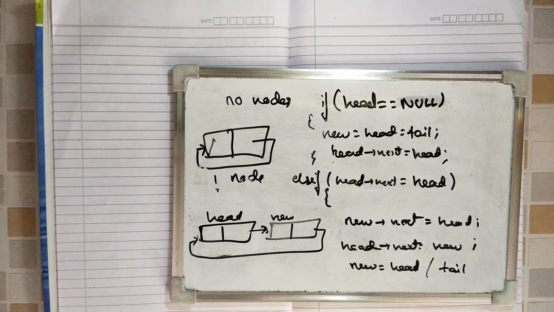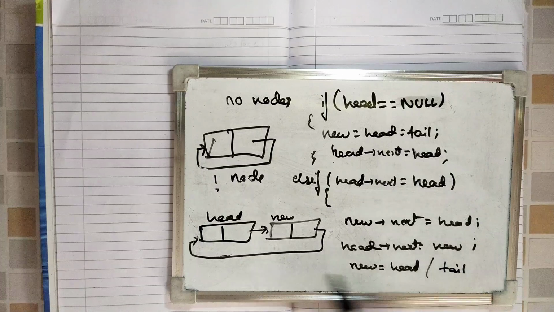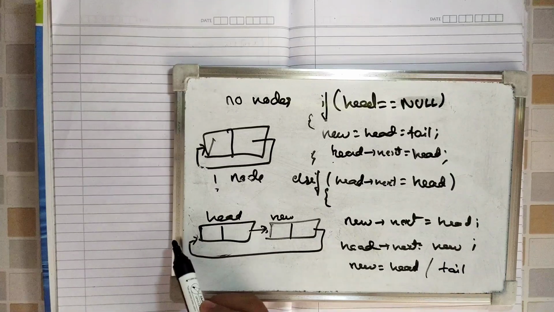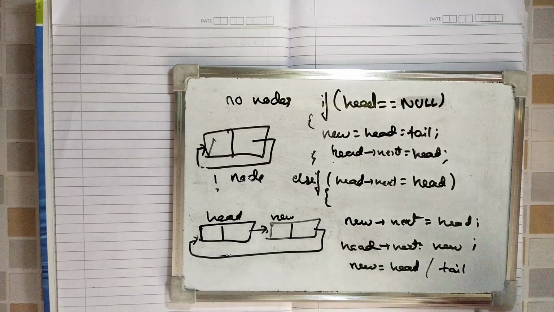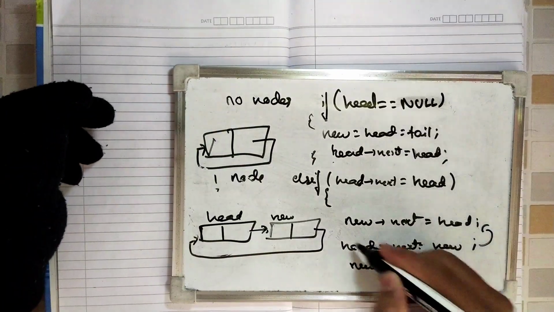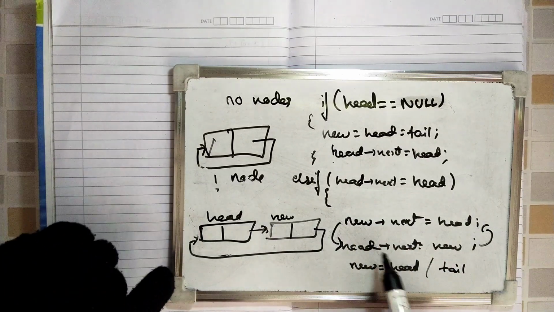So the same thing is happening here. If you are writing head of next equals to new in the first line, that means this head was here and now it is going like this. If you write new of next equals to head in the second line, I just have to switch this. This will go there and this will come here. Now head of next equals to new first.